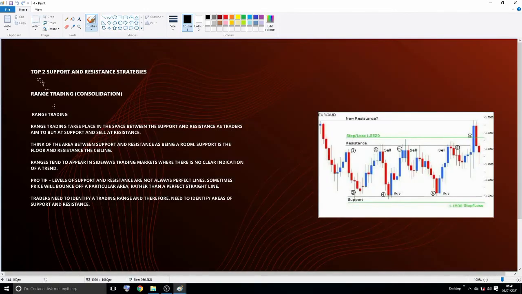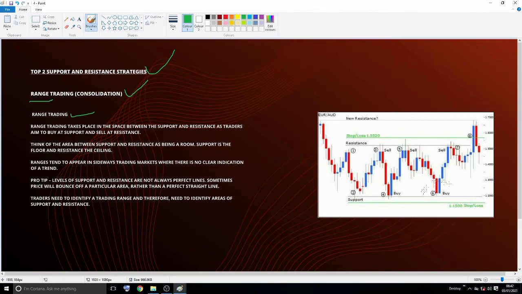Let's continue. So let's explain the two trading strategies, and I think I already explained the first strategy. Top two support and resistance strategies. We have the range trading strategy, also known as consolidation. Range trading takes place in the space between support and resistance, as traders aim to buy at support and sell at resistance. Think of the area between support and resistance as being a room, and support is the floor and resistance is the ceiling. Ranges appear in sideways trading markets where there is no clear indication of a trend.